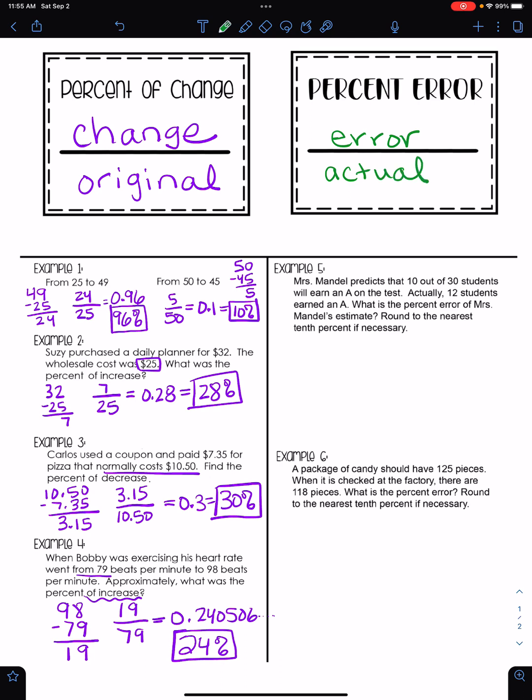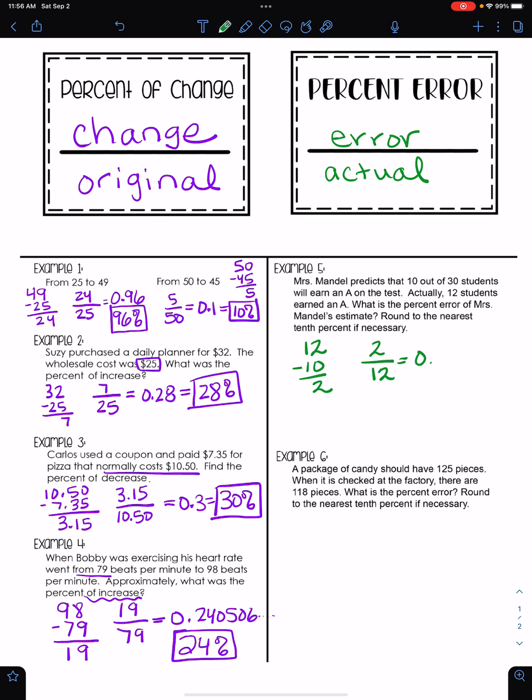So Mrs. Mandel predicts that 10 out of 30 students will earn an A on the test, but actually 12 students earned an A. What is the percent error of Mrs. Mandel's estimate? Round to the nearest 10th percent if necessary. Okay, so we've got 3 numbers in here and we don't need them all. She predicts that 10 students will get an A, but actually 12 students got an A. So first, let's see how much she was off by. What's the error? She was off by 2. And then we're going to divide by the actual number of students who got an A. So in my calculator, I'm going to do 2 divided by 12.